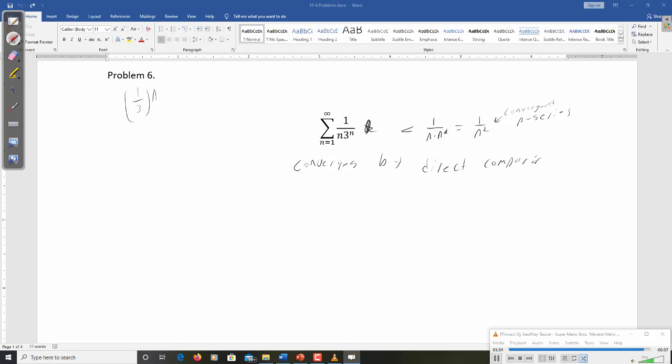And a lot of times you can give yourself an idea of which way to go, because 3 to the n increases a lot more quickly than n, so you can think, well, this will basically behave like 1 over 3 to the n, which I suppose I could have also done. I could have also bounded by 1 over 3 to the n, and that is a convergent geometric series.